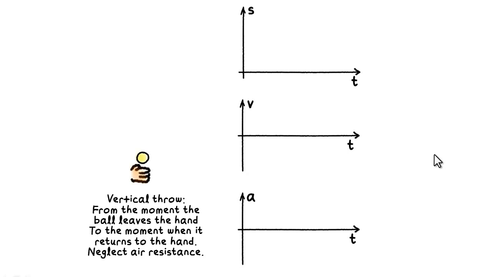Hello, in this video we are going to sketch the ST, VT and AT graphs for the vertical throw from the moment the ball leaves the hand to the moment when the ball returns to the hand. We are going to neglect air resistance and we are going to take upward to be positive.